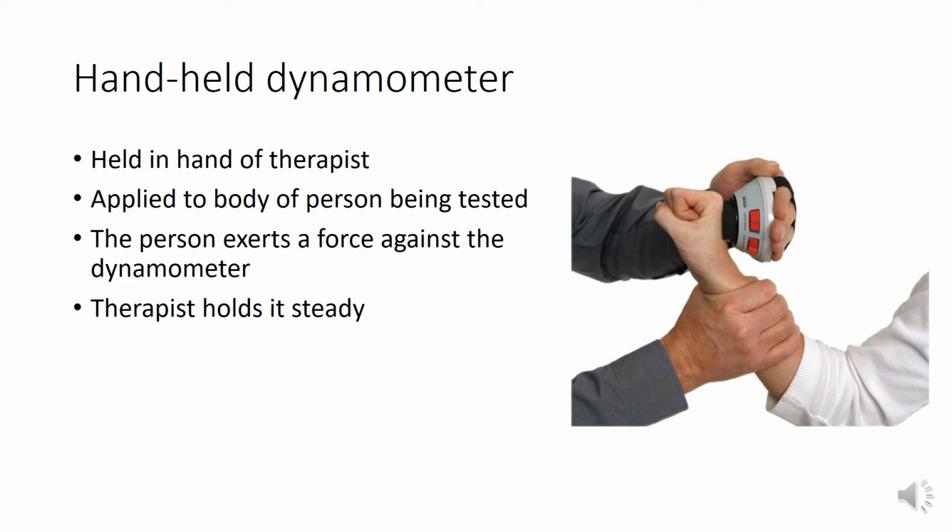In the picture, you can see the muscle strength of wrist extensors being measured. So, the forearm is fixed by the clinician and the dynamometer is placed on the dorsal aspect of the hand.